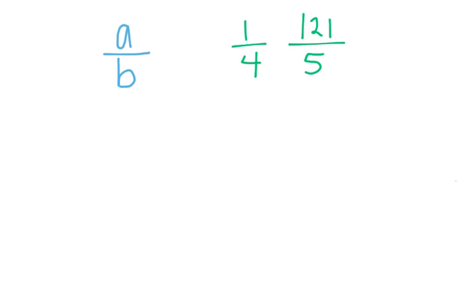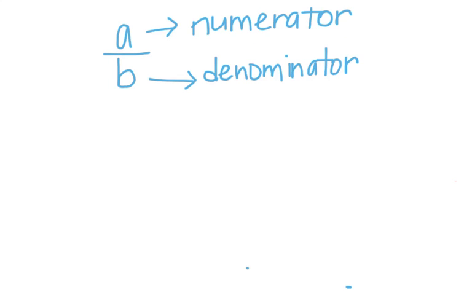Now there are two terms that we need to know when we're talking about fractions. The first is the numerator, which is represented by A, and the second is the denominator. Now we have two types of fractions. The first is a proper fraction. This is where our numerator is less than our denominator. So we're basically saying a proper fraction is where A has to be less than B.